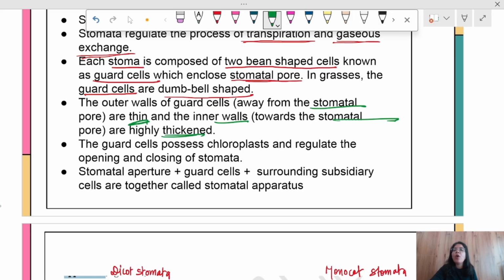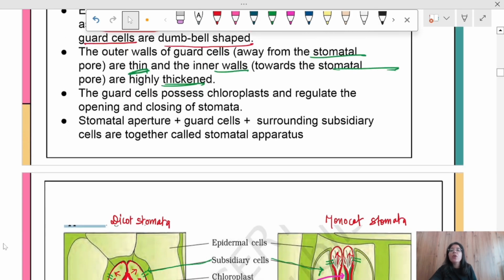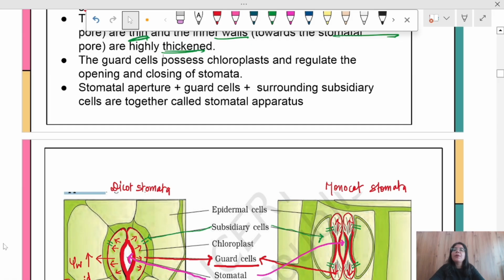Okay. What is the shape of the guard cell of monocot, and what is the shape of guard cell in dicot? Please write dicot stomata. Then guard cells, they possess chloroplast and regulate the opening and closing of stomata. Very important role. Guard cell, subsidiary cell, all of these cells are actually type of epidermal cells.